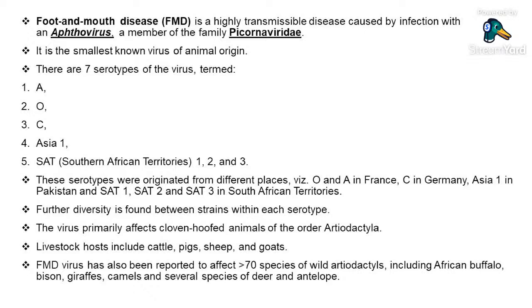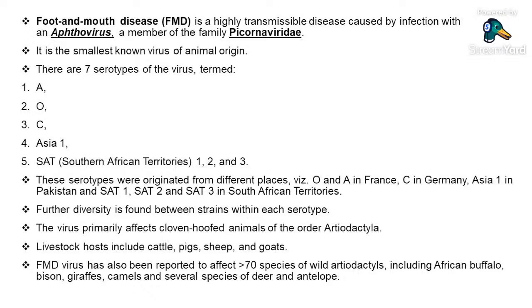Further diversity is found because each of the 7 serotypes is different from one another. There is further diversity between the serotypes. This is the reason why vaccination is not successful in the whole world, due to the diversity between serotypes. The virus affects mainly cloven-footed animals of the order Artiodactyla.